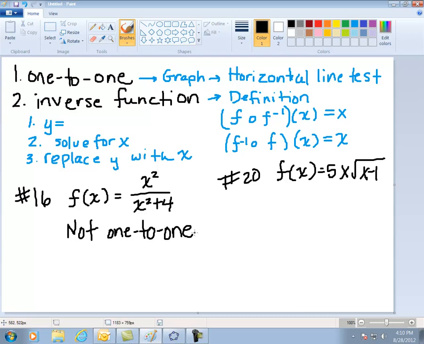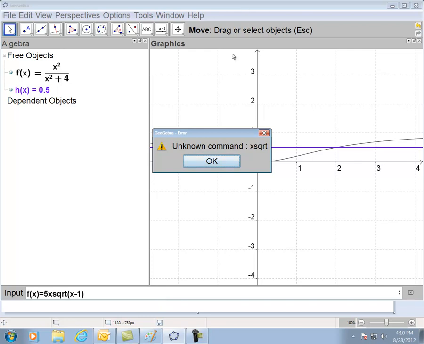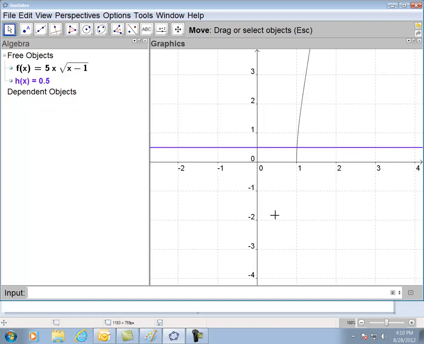Now let's look at our second example, 5x times the square root of x minus 1. Again, I'm going to go back to GeoGebra. If I wanted to, I could delete those out, but I don't have to. If I name something the same thing, it'll just save right over it. So it's 5x, and then square root is sqrt x minus 1. Notice I want to put that in parentheses. I think it's asking me for a multiplication sign. And there it goes.